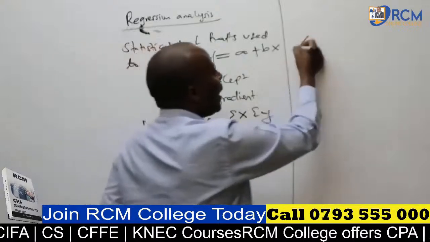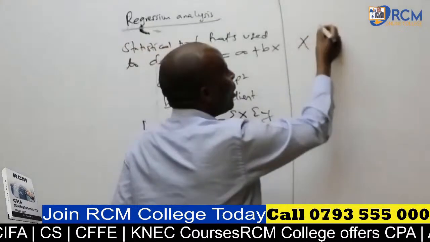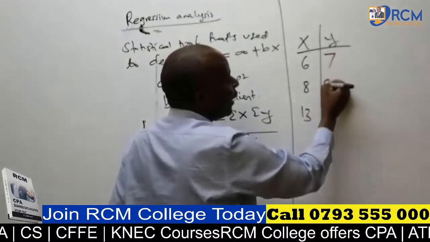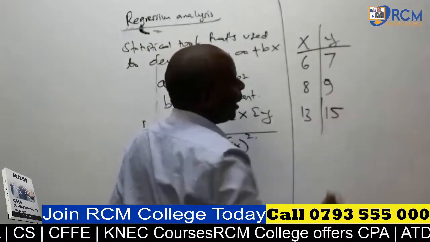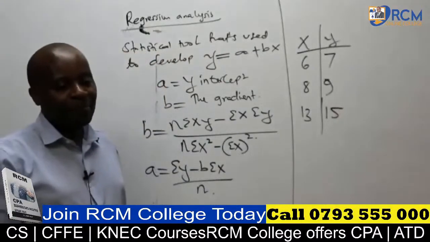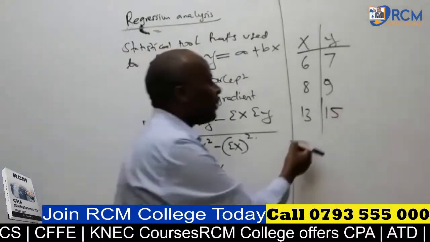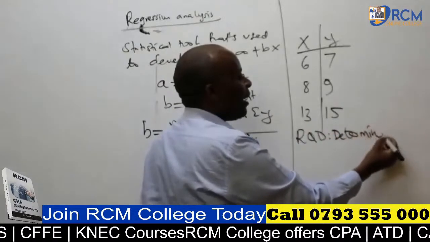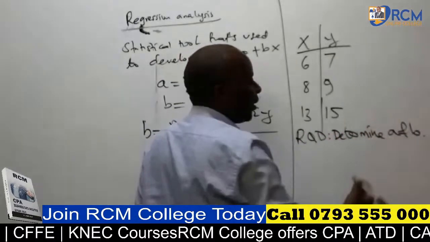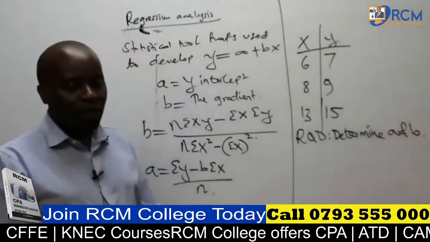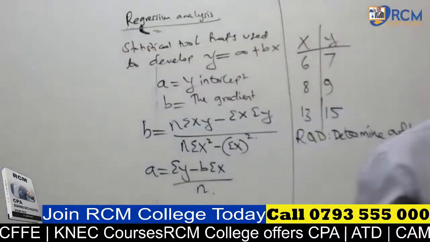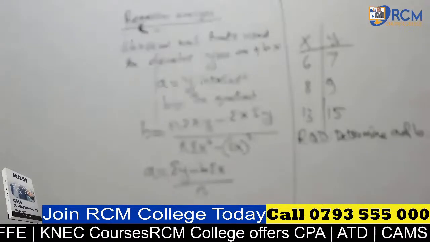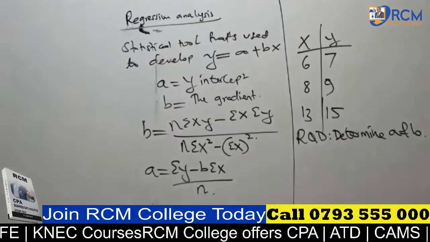If you're given X and Y, perhaps they give you X as 6, 8, 13, and Y as 7, 9, 15. And then you are required to determine A and B using regression analysis.